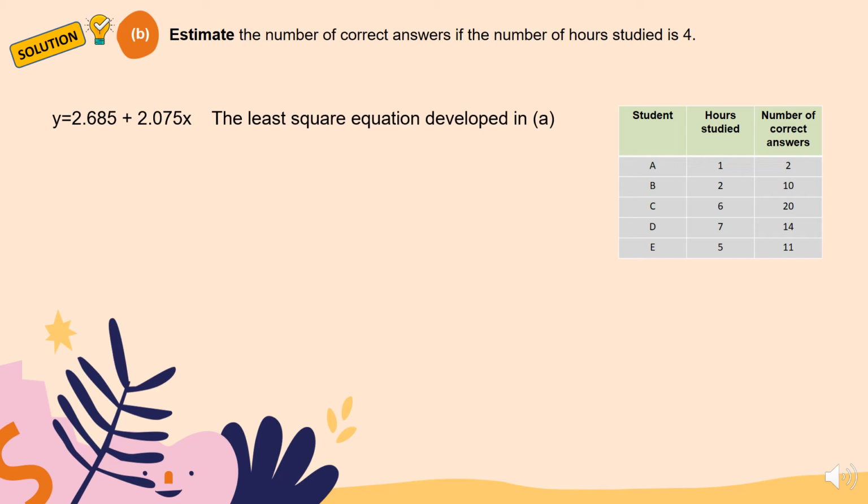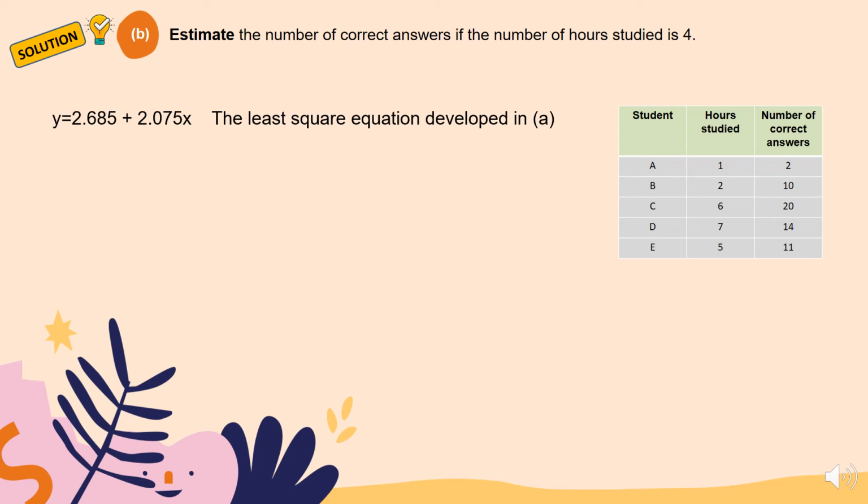Remember in the previous lesson, we discussed two types of prediction, interpolation and extrapolation. Interpolation is when you predict the response given any independent variable within the data. Here, the number of hours studied given is 4. You can see the original data is within 1 and 7. So this prediction is interpolation.